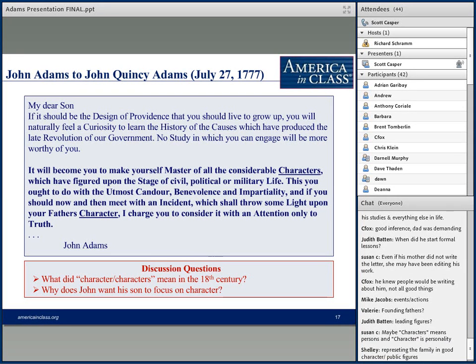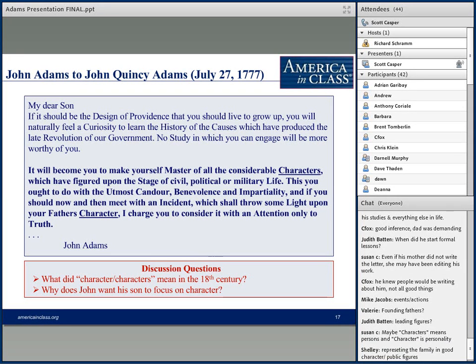So if the stage, the literal stage of theater is one kind of stage, another kind of stage might be Congress, another kind of stage might be the battlefield. And those are the places in which people exhibit their character and become themselves characters. And similarly, later on in this letter, when he says, shall meet with an incident which shall throw some light upon your father's character, same idea.